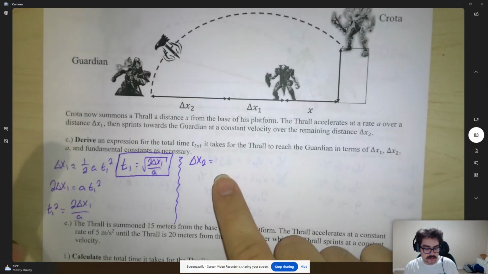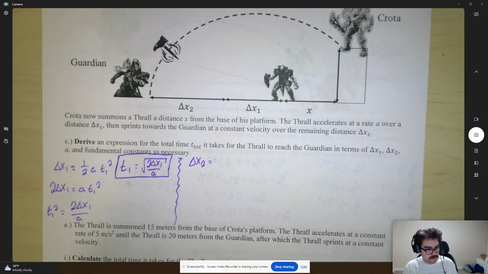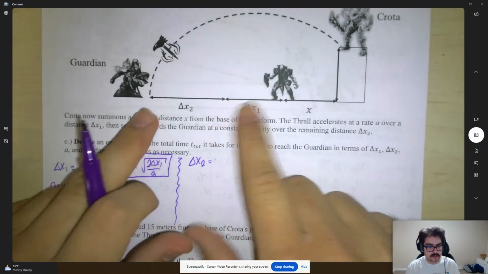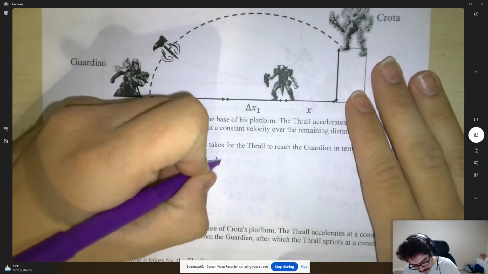If you wanted to include the term for delta x1, that's fine. I actually didn't include delta x1. I don't think it would give you the same thing, so I would just say don't include the term for delta x1. Let's treat these two pieces independently and then add them together at the end. So this is going to be v times t.